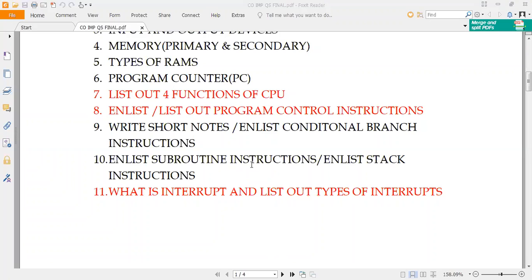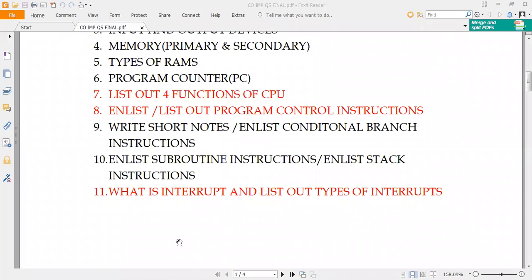And what are the instructions for stack? Push and pop. Those are the two instructions, isn't it? So we need to enlist those two. So subroutine instruction is 1 mark and stack instruction is 1 mark.